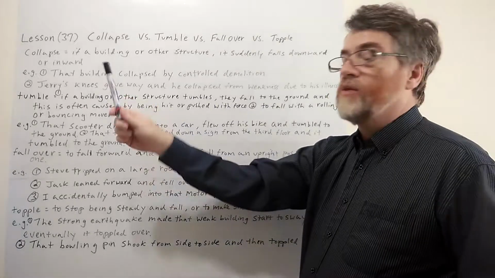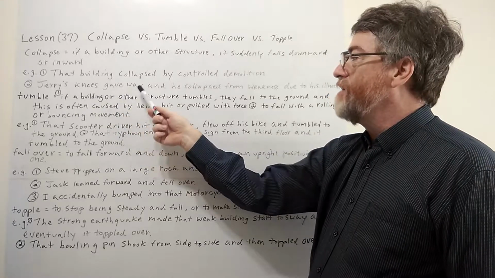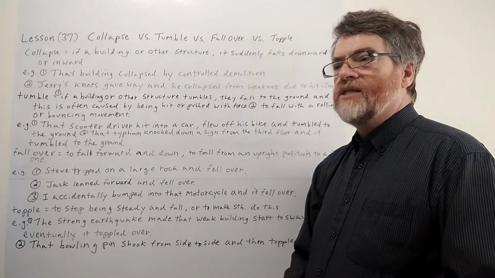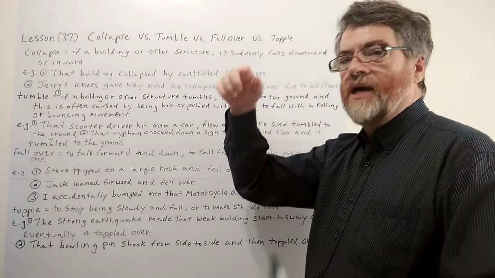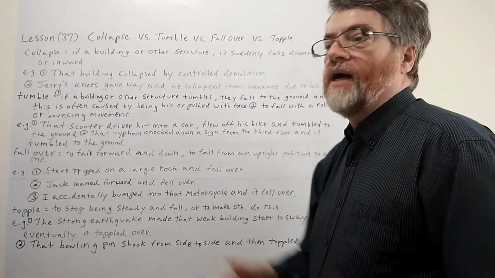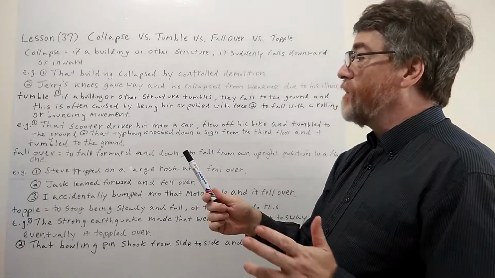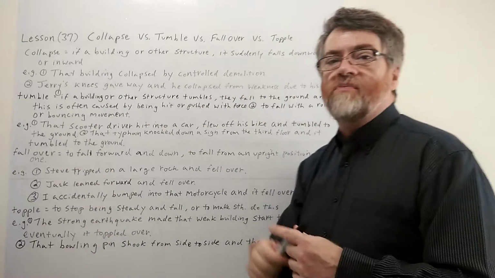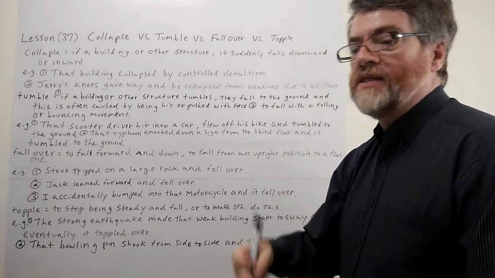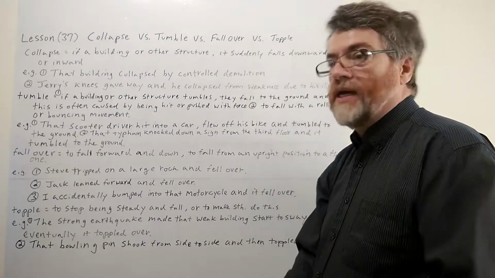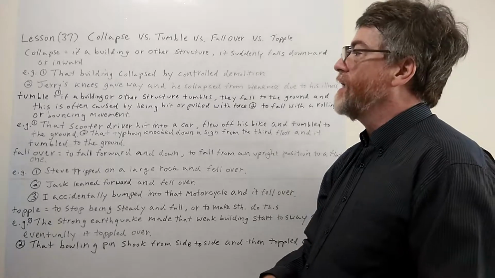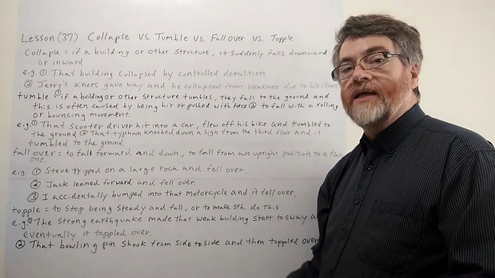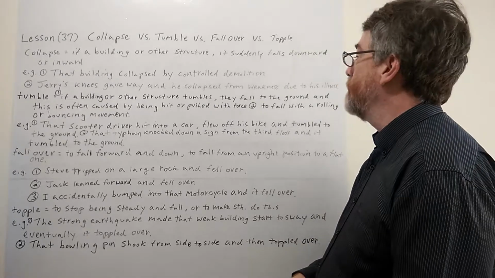So we could look at it with a person. Jerry's knees gave way and he collapsed from weakness due to his illness. If you say his knees gave way, again, he fell straight down. Later on, we'll get to fall over. If he fell forward, then we might say fall over. But if he just kind of goes whoop, right down, his knees got weak and he went straight down, we would probably say Jerry's knees gave way and he collapsed. So if he falls straight down, you're more likely to use collapse.